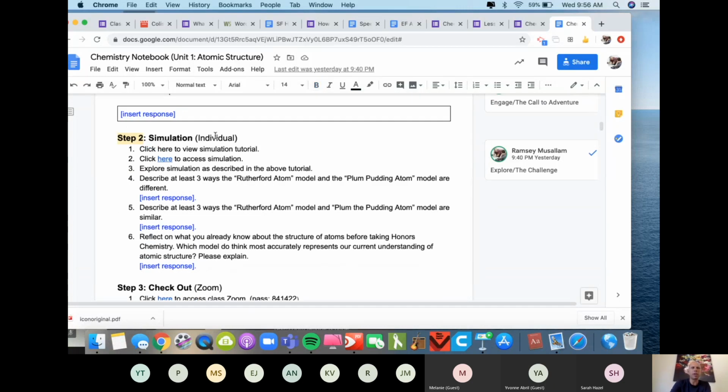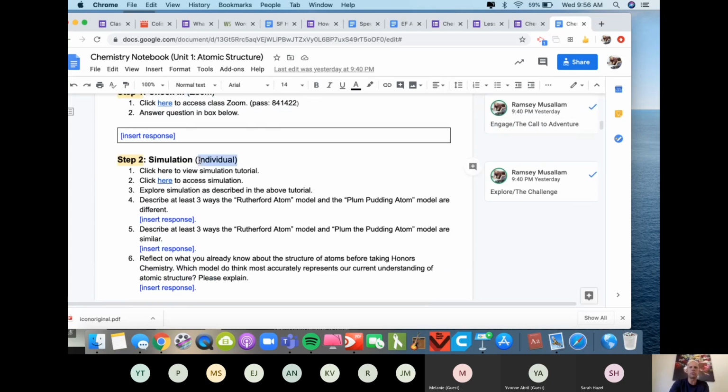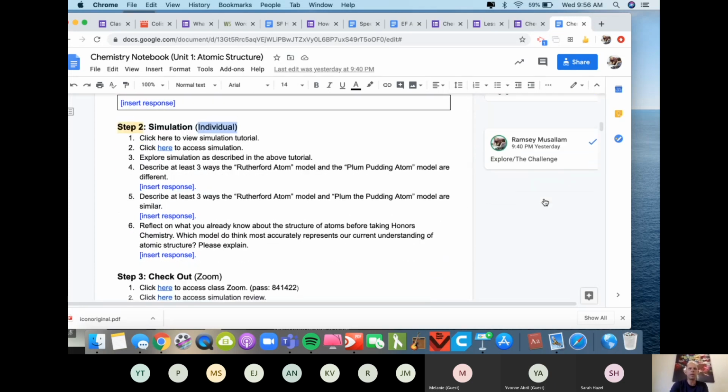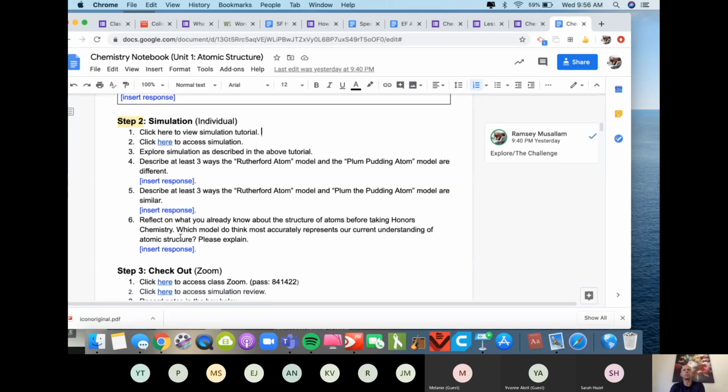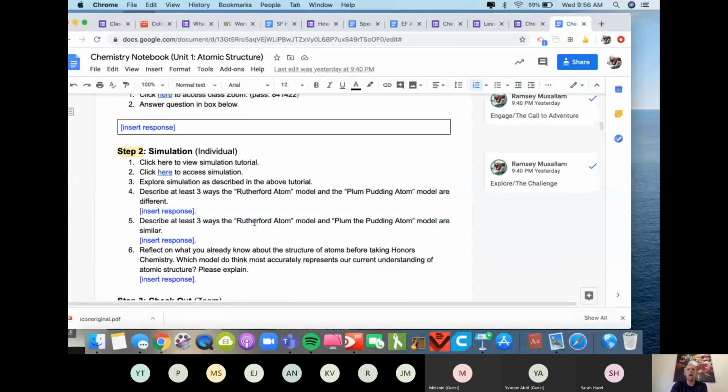And you notice I have here that the first part is Zoom. The second part is individual. This is where I'm going to challenge them. They're going to view a tutorial where I walk them through how to use the simulation. They're going to go into the simulation, and then they're going to answer these questions. This is an atomic model simulation. Step 3 is for the next class next week. But this is how I'm planning on structuring each class.